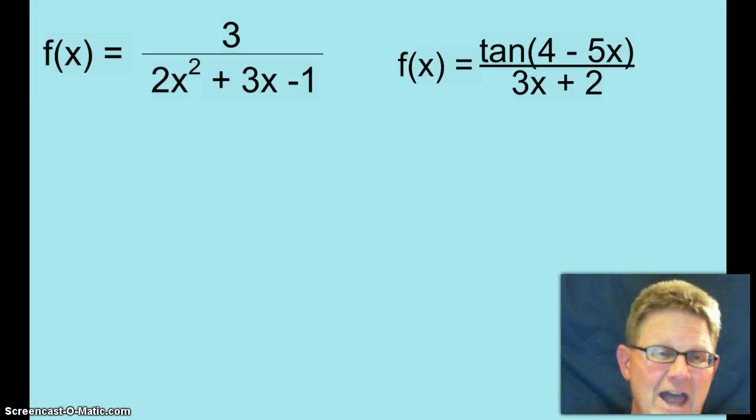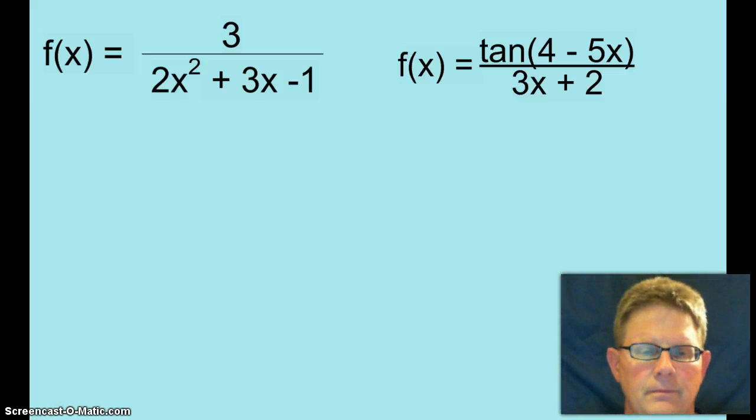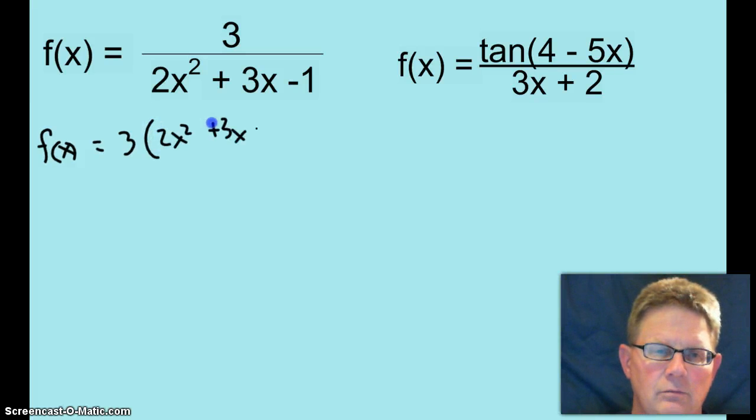Oh, no way. Rational functions, Mr. Manning? Are you serious? Yeah, I am. But with the chain rule, we can make this rational function look actually better. f(x) equals 3 times the expression 2x squared plus 3x minus 1 to the negative 1.